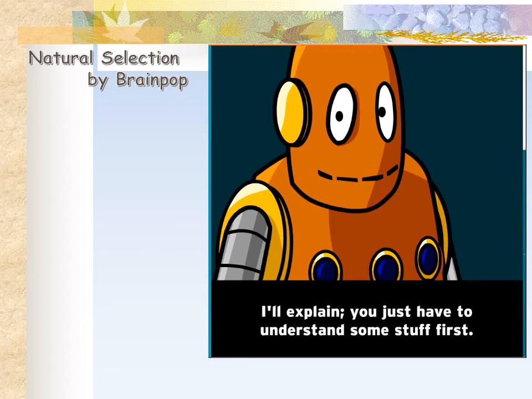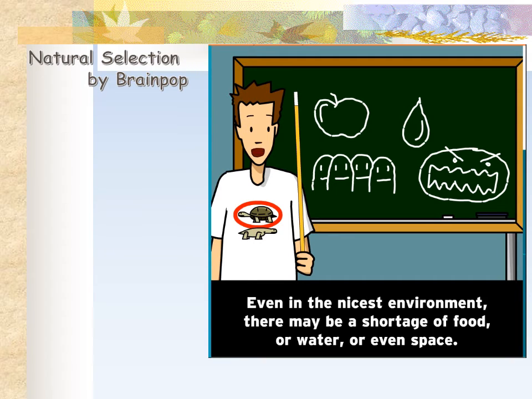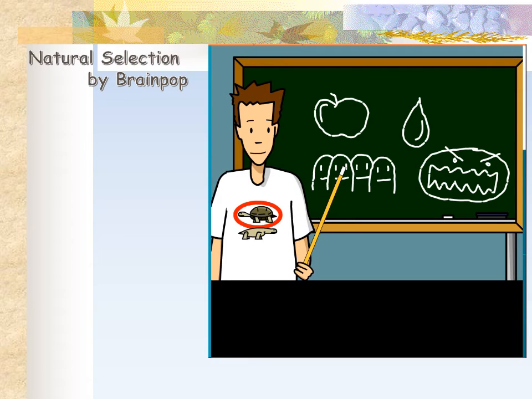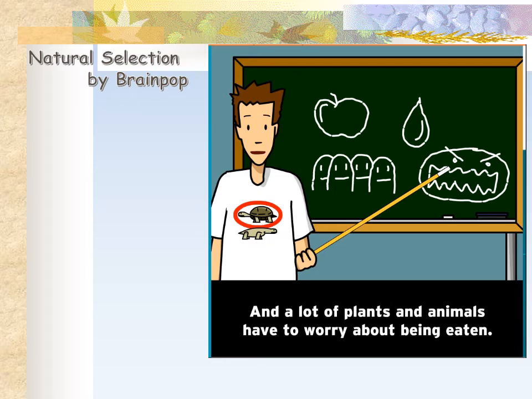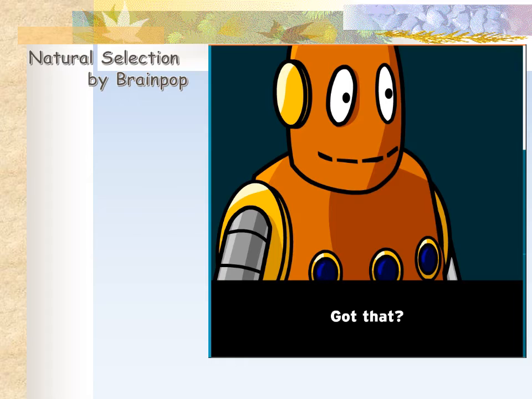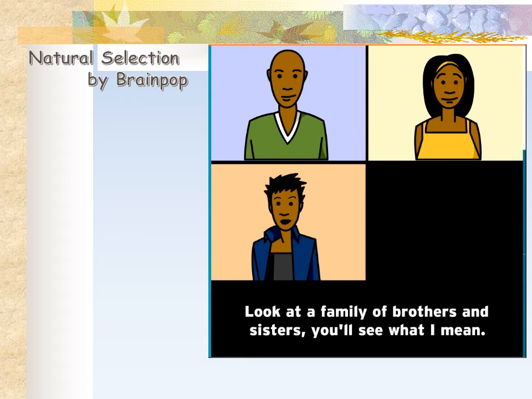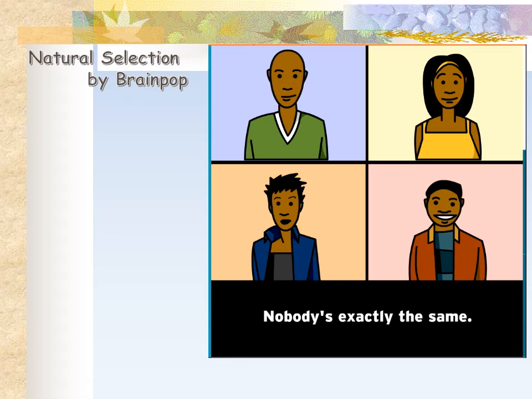I'll explain. You just have to understand some stuff first. Life isn't always easy. Living things always have to compete for resources. Even in the nicest environment, there may be a shortage of food or water or even space. And a lot of plants and animals have to worry about being eaten. All of these things are called environmental pressures. Got that? Now, in any given population of plants or animals, there are always variations. Look at a family of brothers and sisters. You'll see what I mean. Nobody's exactly the same. Right, except for maybe twins.